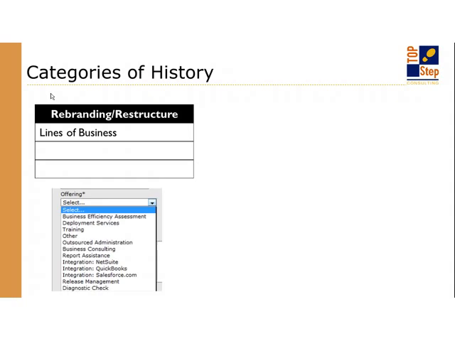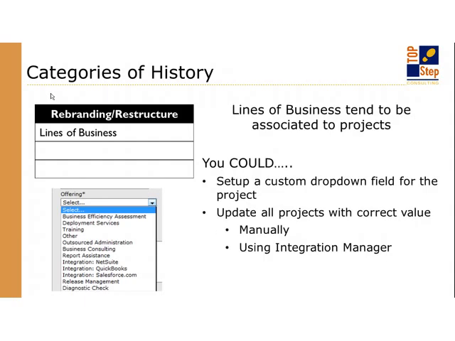So for example, in TopStep we have a series of offerings. These offerings have changed over time as we develop efficiencies. Maybe some features are more useful from the OpenAir community versus some of our earlier offerings, which are sort of irrelevant at this time. So how do I track those? You could set up a custom drop-down field, and this is a pretty common approach. And then you make sure all the projects and stuff have the value in it, either manually or through Integration Manager. So I put that custom field on there, I set the values, and I'm good to go.